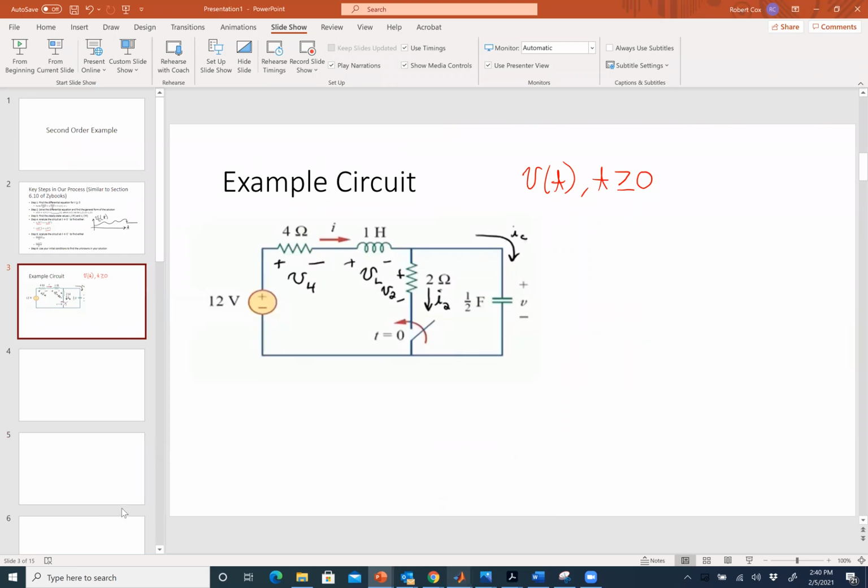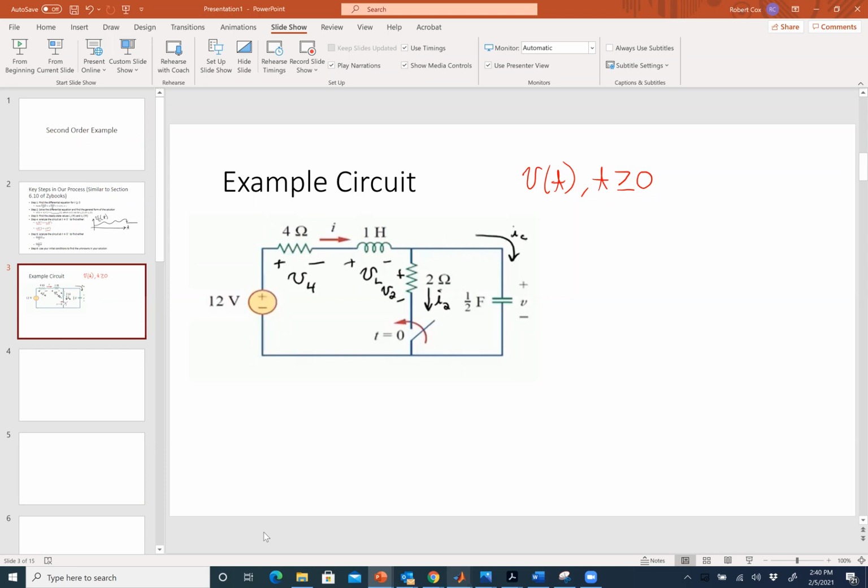So we got to go through my steps. What's the first step? Write the differential equation. Now this one is a really good example because it's not just a parallel RLC or a series RLC. There's some steps to it.